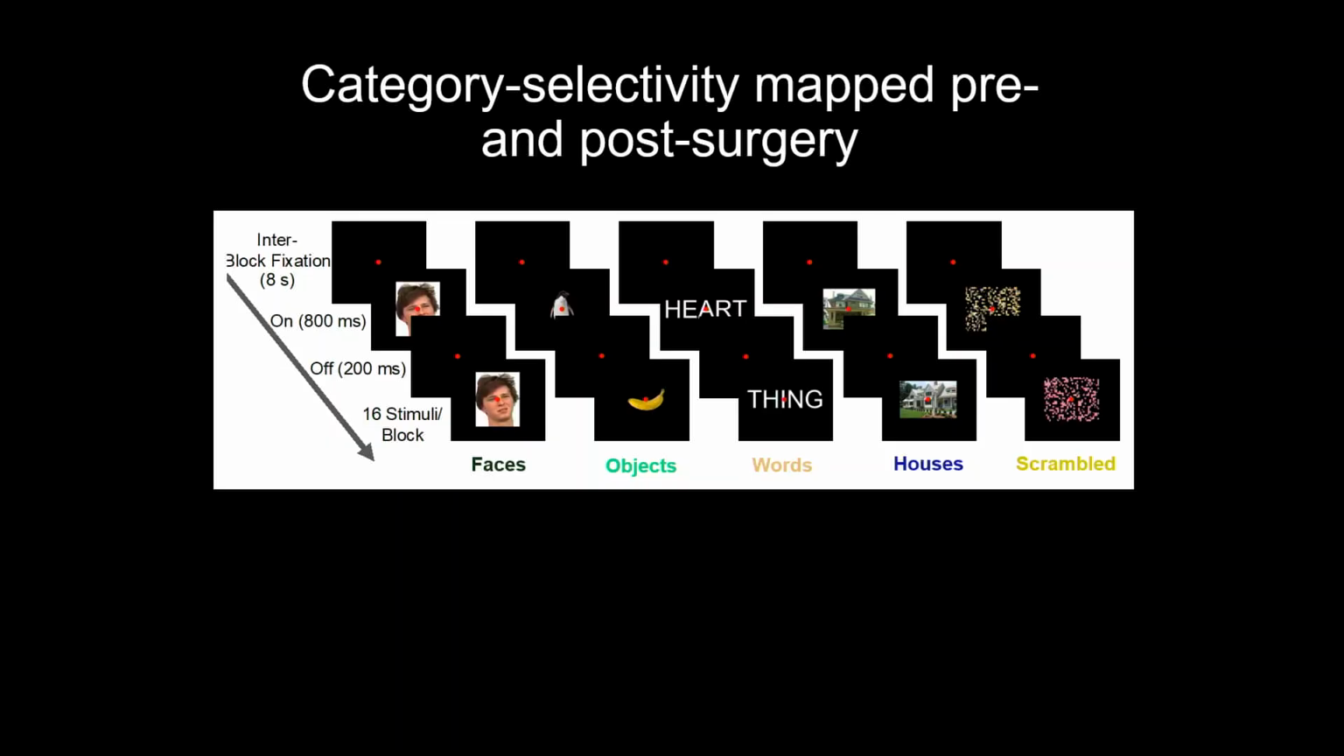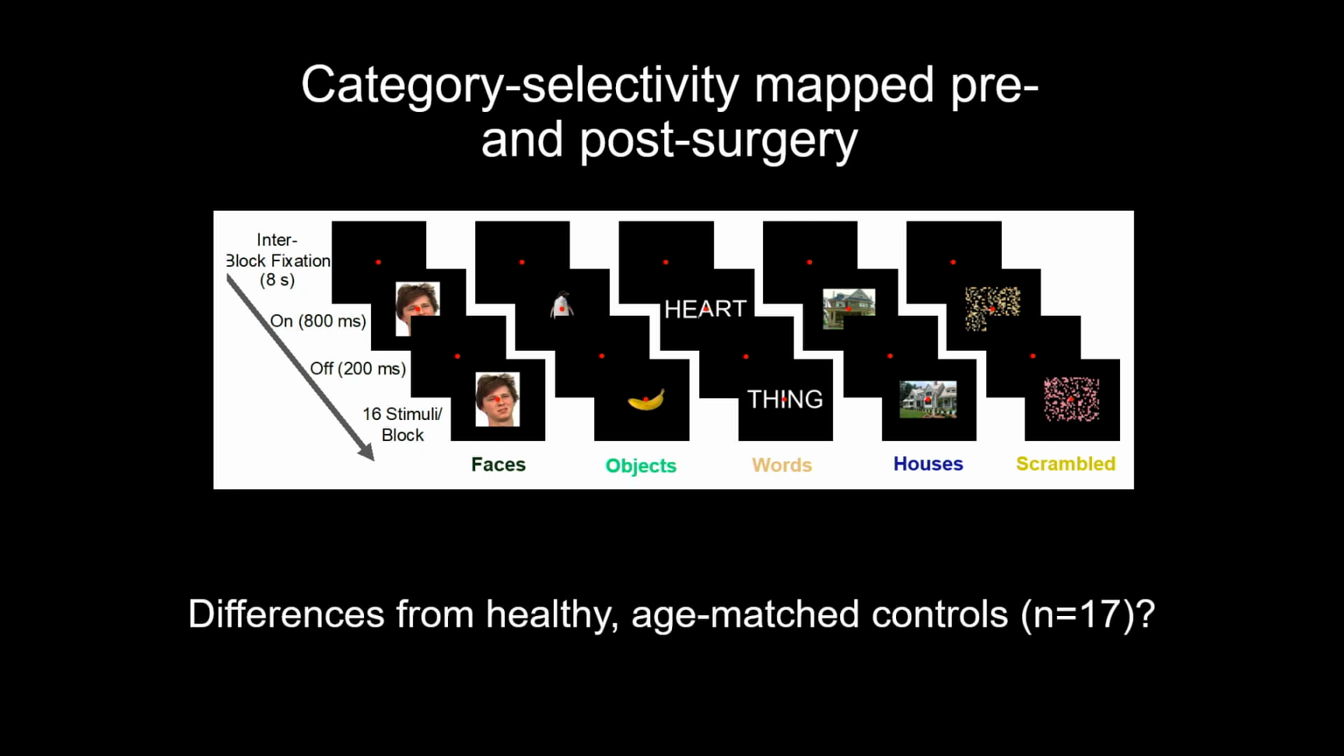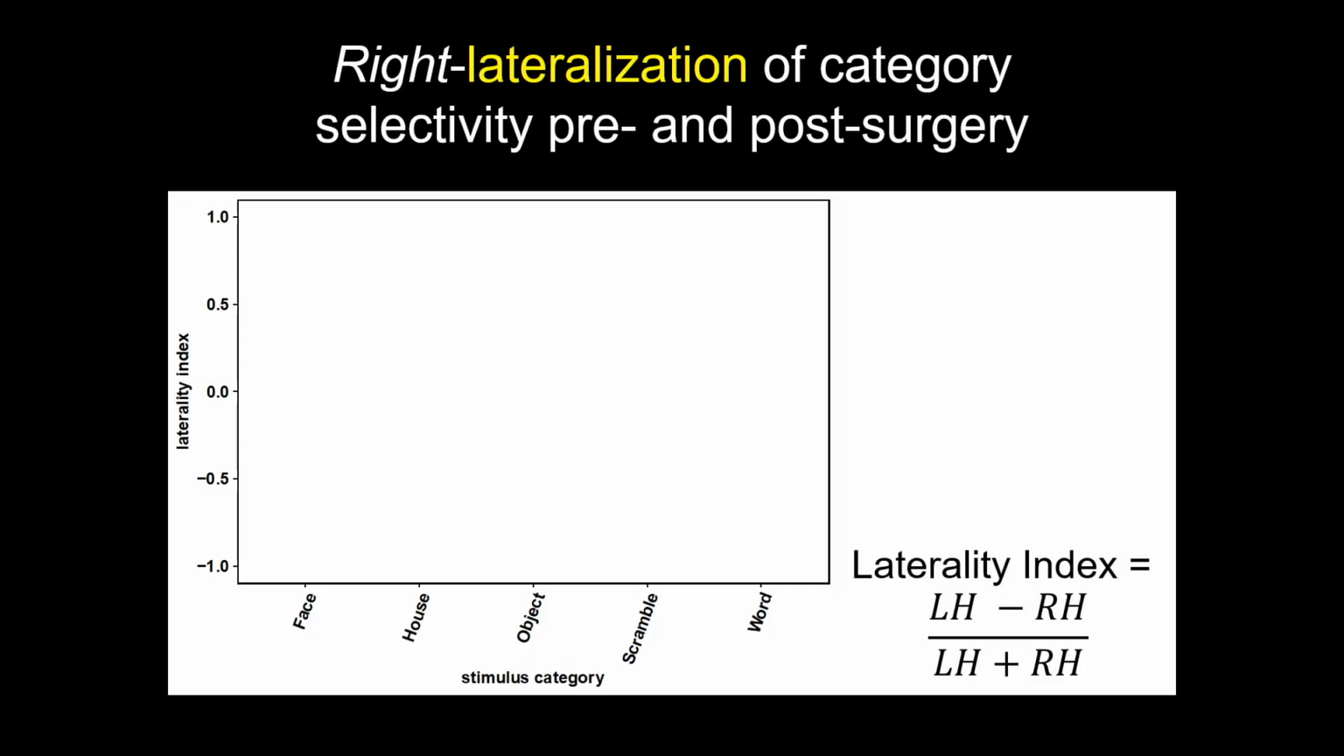When she came in, we showed her a simple functional category localizer, like what I showed you previously, blocks of faces, words, houses, etc. I measured the category selective volume, the amount of cortex that was selective for each of these different categories in her ipsilesional left hemisphere and her contralesional right hemisphere. Then I compared that to a cohort of healthy age-matched controls, and I did these comparisons, again, both pre and post-surgery. And so what did I find?